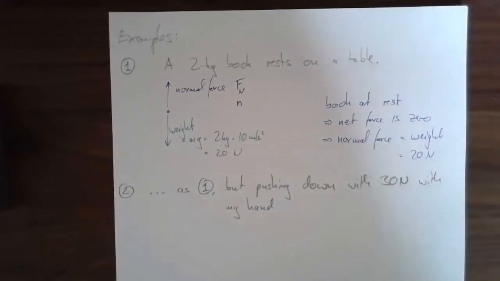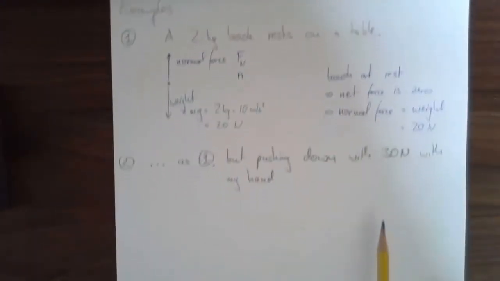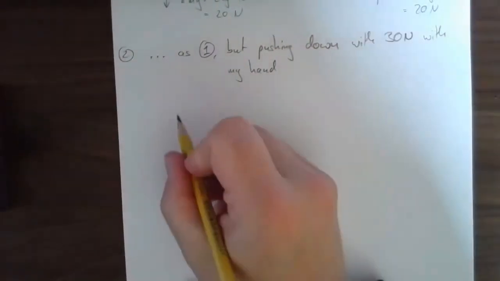In the second example, imagine the situation is exactly as number one. There's a book, the same book sitting on the table, but now I'm going to push down with my hand with a strength of 30 newtons. So I'm kind of leaning on the book. Hopefully you can visualize that. Let's draw those forces again.